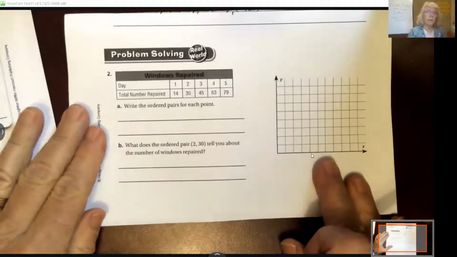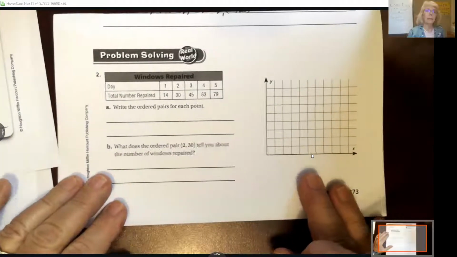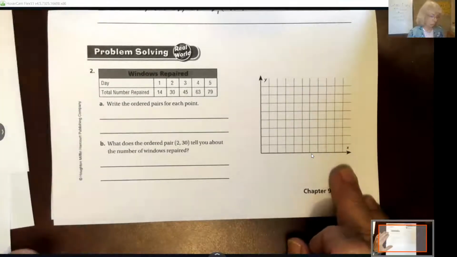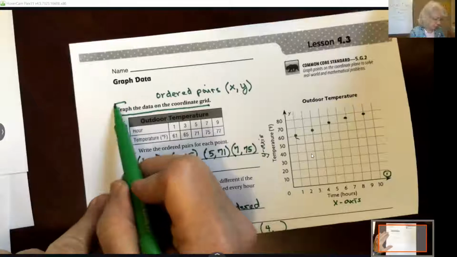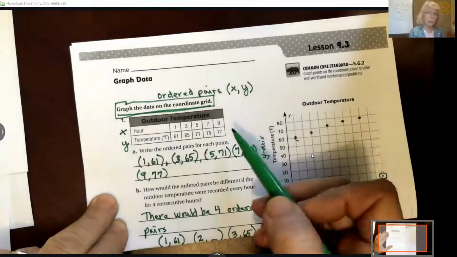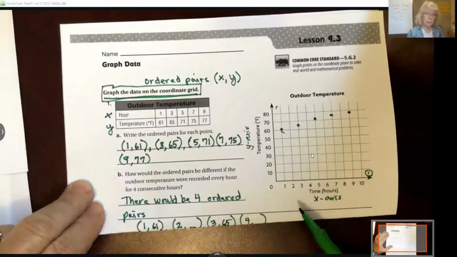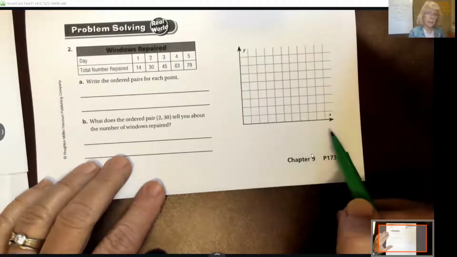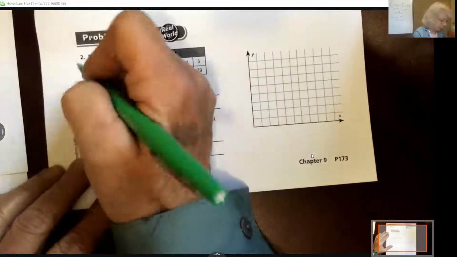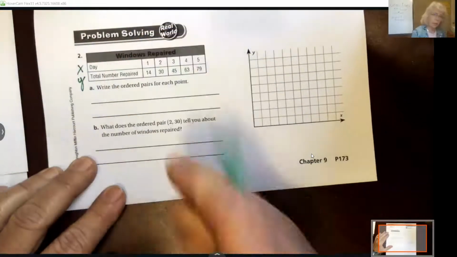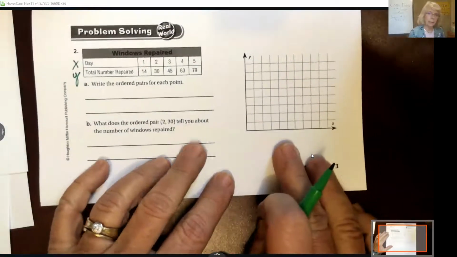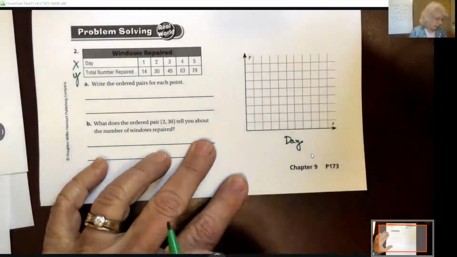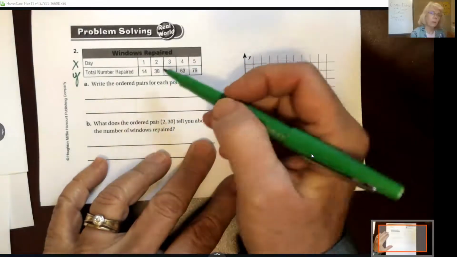All right. So now they're asking us to write the ordered pairs for each point. Now, we still need to do this part up here, which is graph the data on the coordinate grid. But on this one, we need to fill in much more information. So all they're showing us is the X and the Y. So we're going to call this our X and this our Y. And we're going to label our axes down here. This is day. And this is going to be total number repaired.